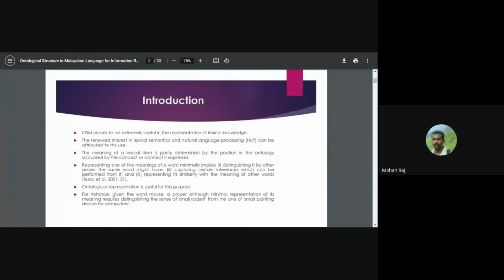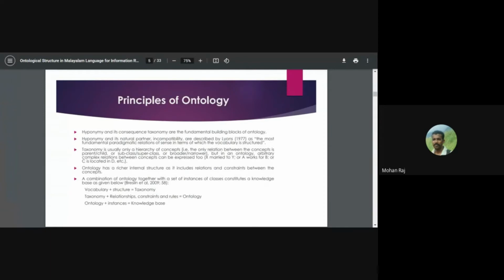Taxonomy is usually only a hierarchy of concepts. The only relation between the concepts is parent-child, or subclass and superclass, or broader and narrower. But in an ontology, arbitrarily complex relations between concepts can be expressed, such as X is married to Y, or A works for B, or C is located in D, etc. Ontology has a richer internal structure as it includes relations and constraints between the concepts.